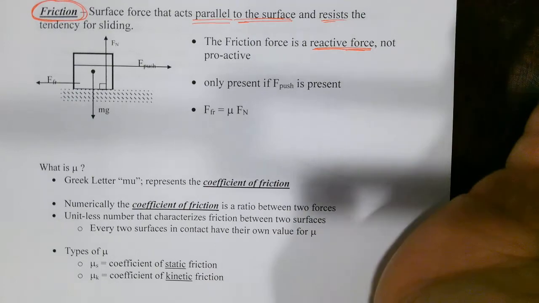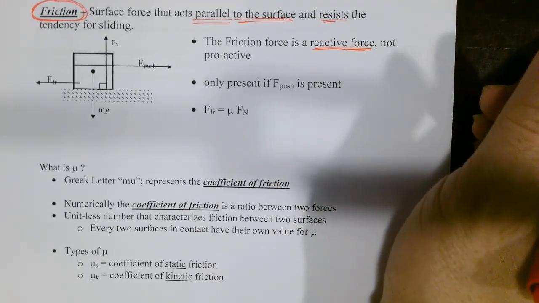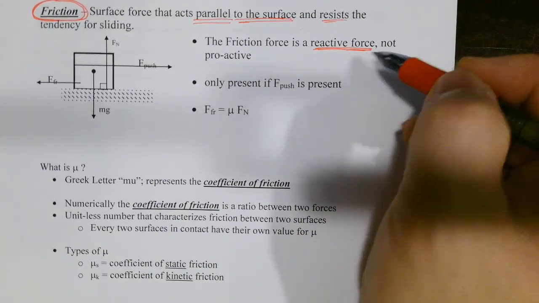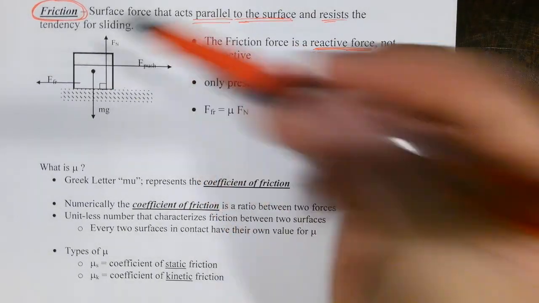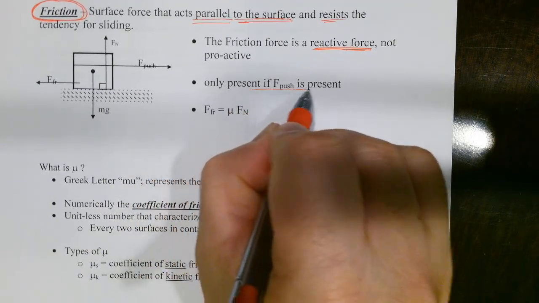So the friction force is again a reactive force, not proactive, okay? Unless you are in an accelerated frame of reference, but we're not going to worry about that, okay? So the friction force is a reactive force. So it's only present when there's some kind of a push against an object, right? Only present if push is present.